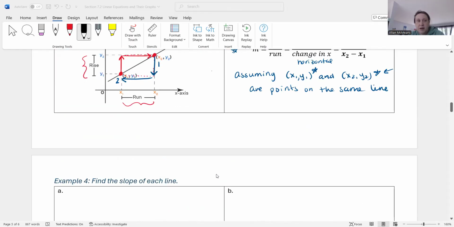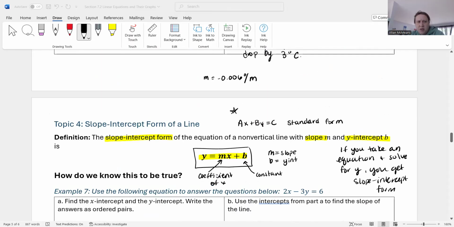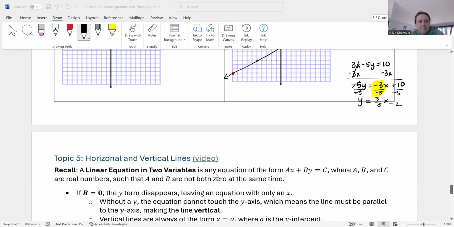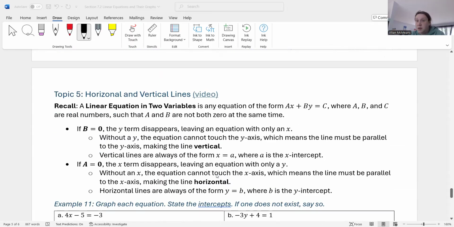Scrolling back down to topic 5, we're going to talk about horizontal and vertical lines. So here is a recall: a linear equation in two variables is any equation of the form ax plus by equals c, where a, b, and c are real numbers such that a and b are not both 0. A could be 0, that's fine. B could be 0, that's fine. They just can't be 0 at the same time.